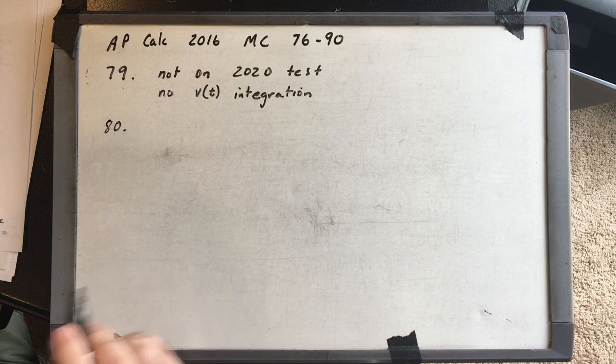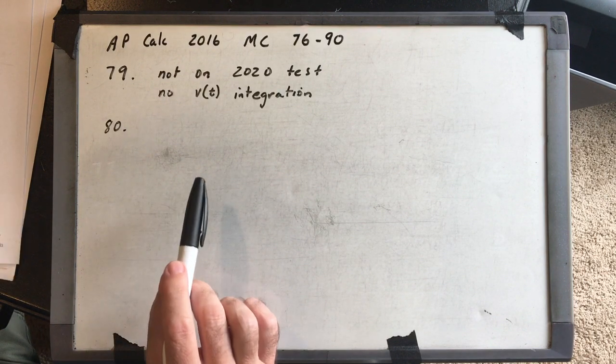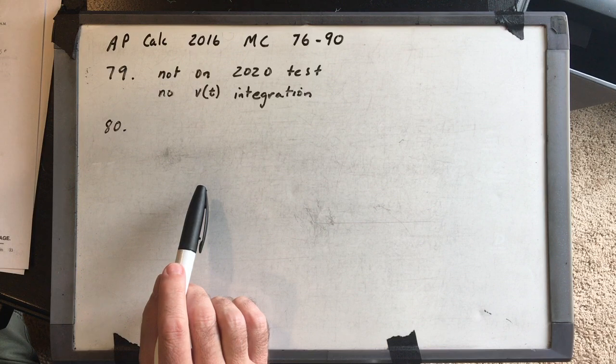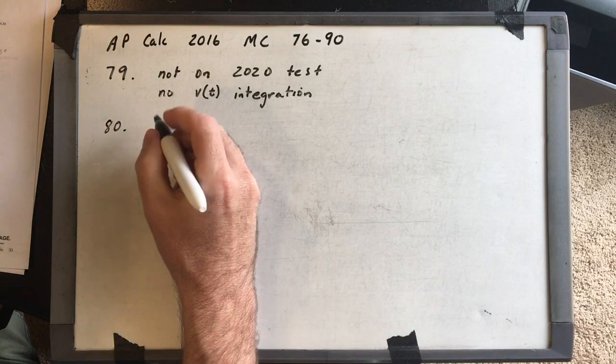Number 80. All right, number 80. Again, I don't think this one will be on the test, but I'm going to go ahead and explain. It says the temperature in a room at midnight is 20 degrees Celsius. Over the next 24 hours, the temperature changes at a rate modeled by the differentiable function h, where h of t is measured in degrees C per hour. Which of the following is the best interpretation?